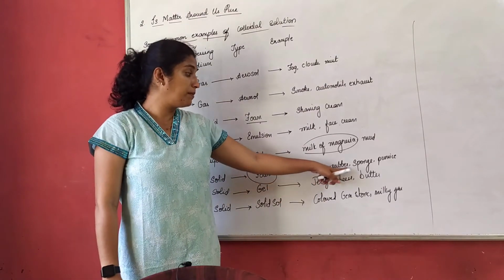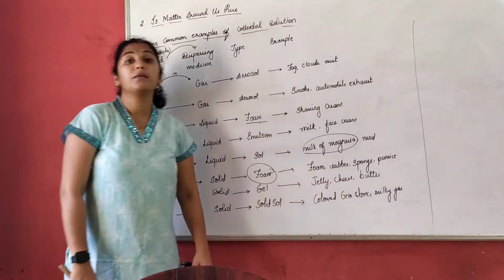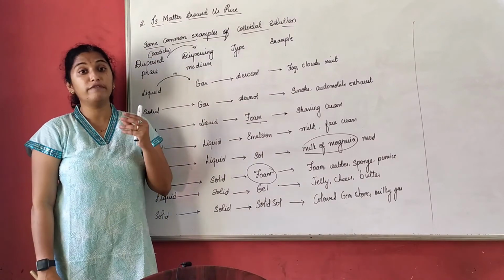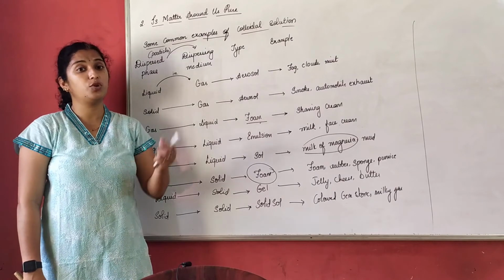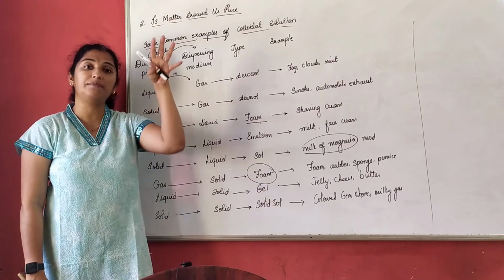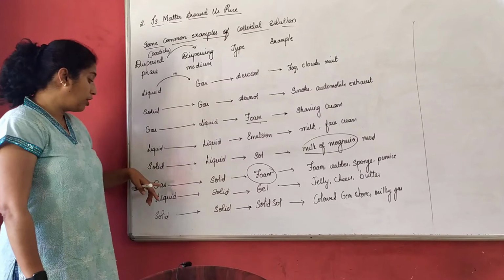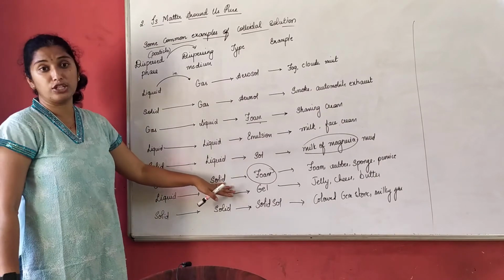Examples: foam, rubber, sponge, pumice. Pumice is a type of stone which is very porous. So though it is a stone, a very lightweight stone, it again has many pores in it. That is why it is an example of gases in solid.